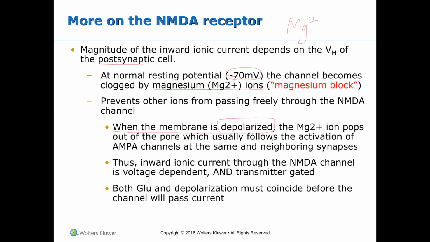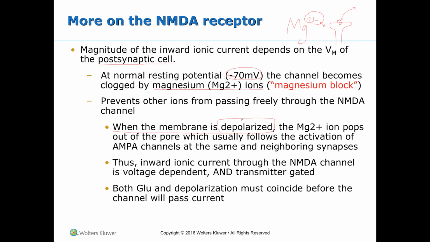Now this usually allows the activation of AMPA channels at the same and neighboring synapses, and it allows for NMDA to bring in calcium. Now note, Mg2+, this magnesium has a positive charge, so if you're depolarizing the postsynaptic membrane, you're creating more positive, so there's an electrostatic repulsion, so that magnesium ion that is normally in the pore will be able to pop off. So inward ionic current through the NMDA channel is voltage dependent, meaning that the membrane needs to be depolarized in order for it to occur.